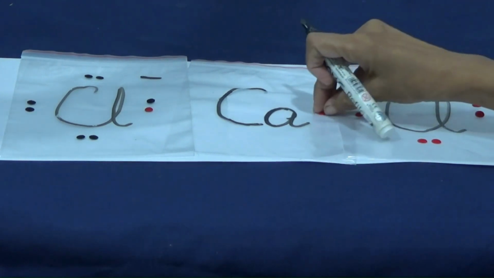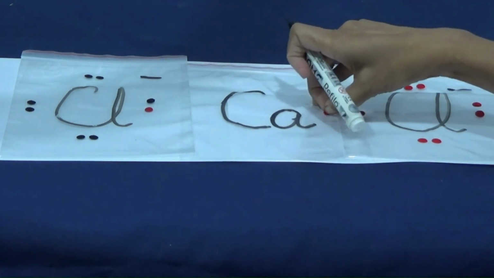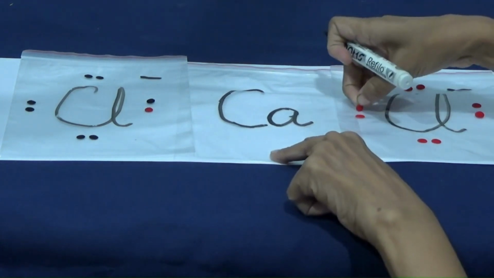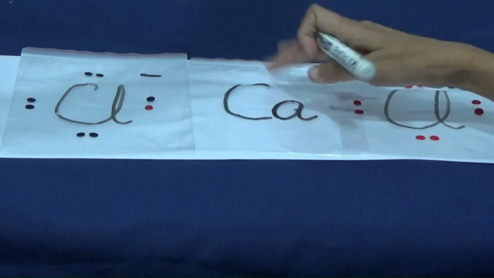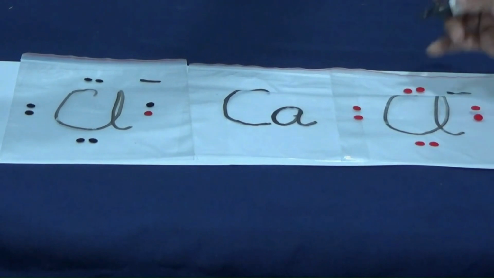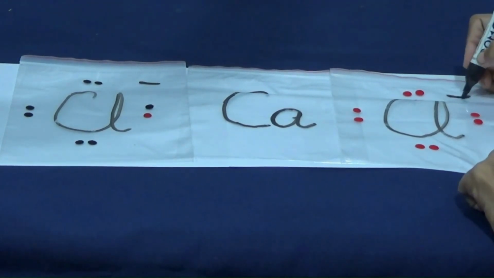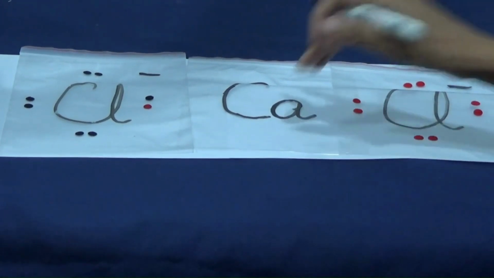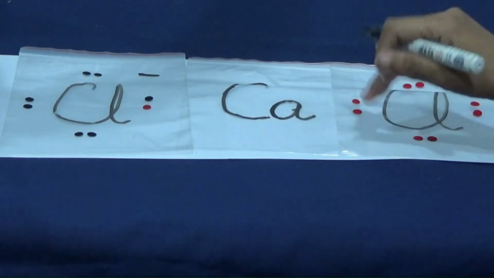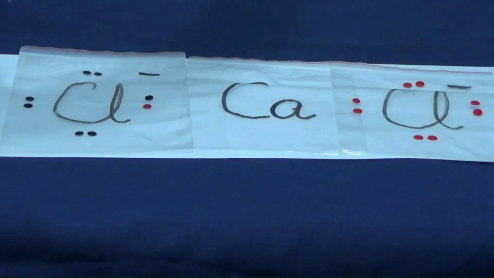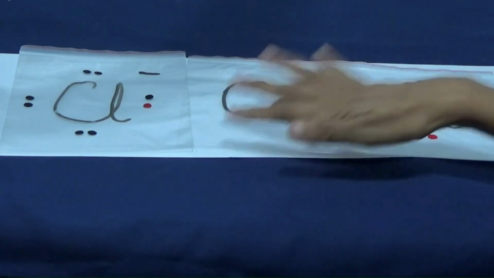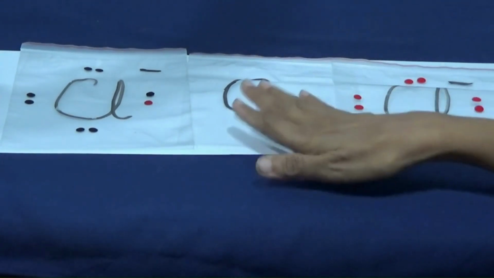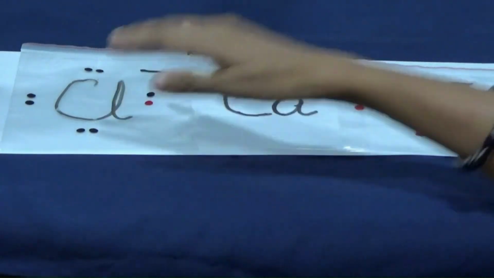So it combines with 2, it gives its remaining electron to another chlorine, and therefore the next chlorine also becomes a negative ion. Calcium will become a positive ion with 2 plus charge, and chlorines will become 2 negative ions. So this is CaCl2. So one positive ion and 2 negative ions.